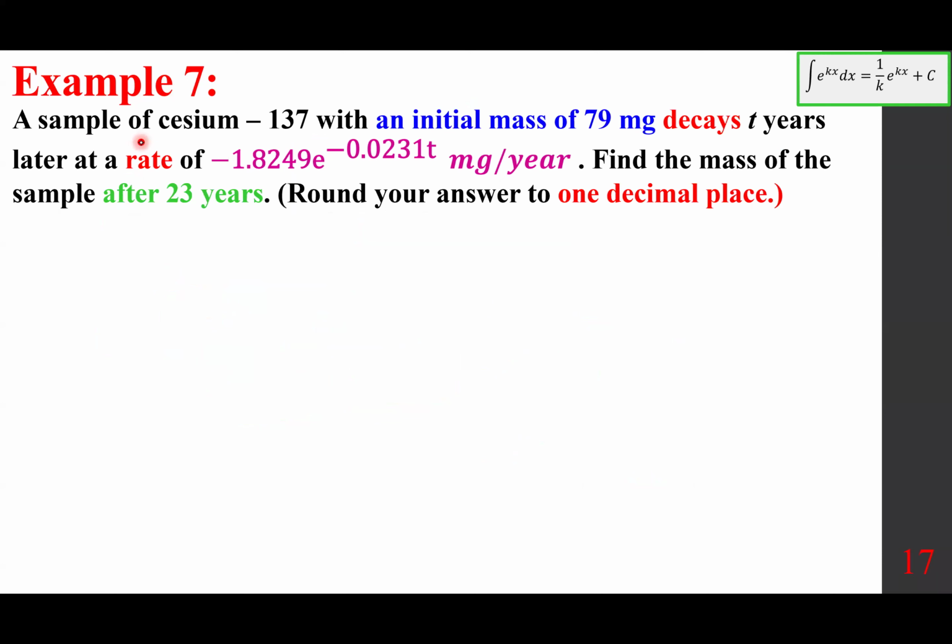Example 7. A sample of cesium-137 with an initial mass of 79 milligrams decays T years later at a rate of negative 1.8249 e to the power of negative 0.0231 T milligrams per year. Find the mass of the sample after 23 years. Round your answer to 1 decimal. Let's just look at this example, what the question is, what needs to be done.